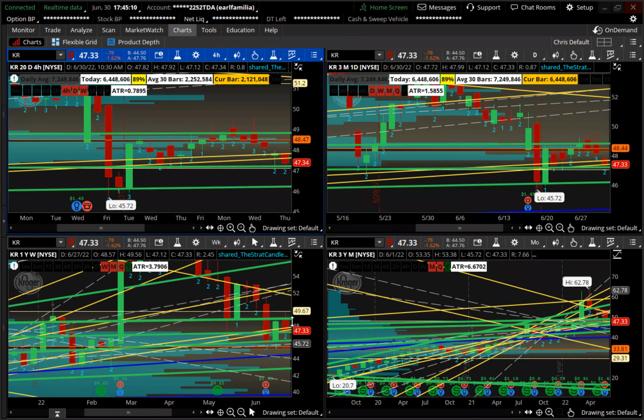Now, looking ahead, next week, this one sets up for a very nice 1-2-2 bet down to the downside. So that would be something I'd be watching for. But yeah, no real setup on KR.